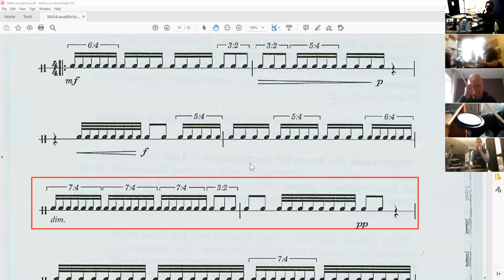1, 2. 1 and the get the 2 and the get the 3 and the get the 4 and the 1 and 2 and 2. 1 and the get the 2 and the get the 3 and the get the 4 and the 1 and 2 and the 2 and the 3 and 4.